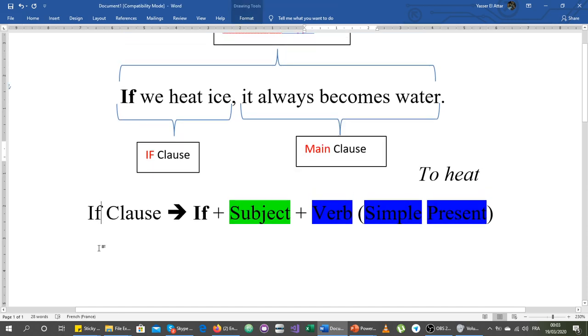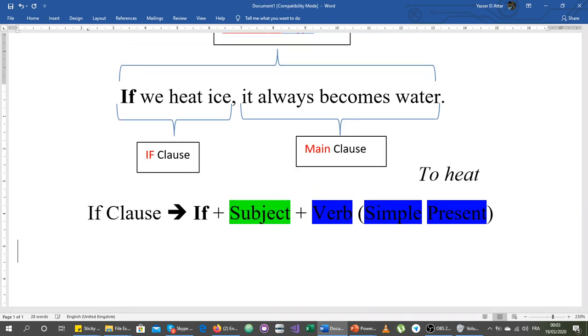Now we go to the main clause. Okay, let's just go to the main clause and we'll just do it here. Main clause. Ignore the wind, it's really windy in Tangier.